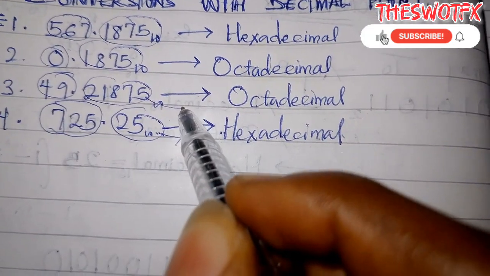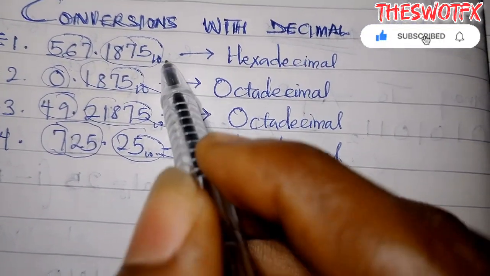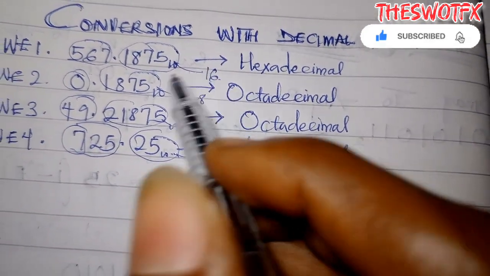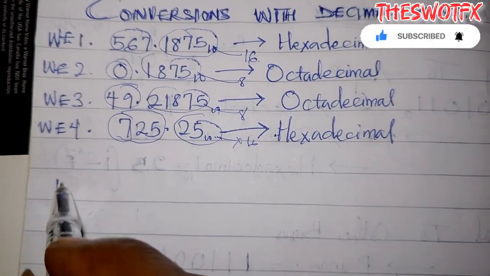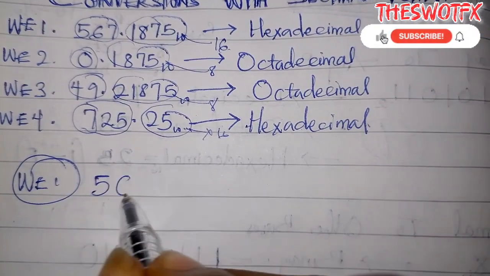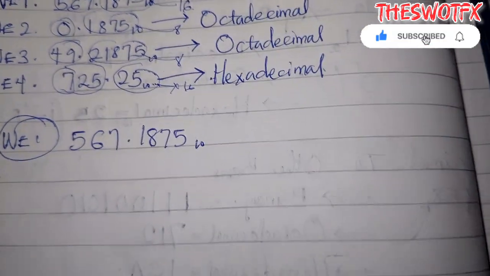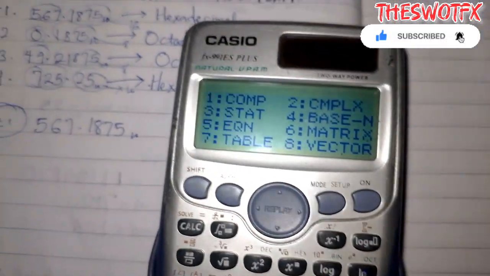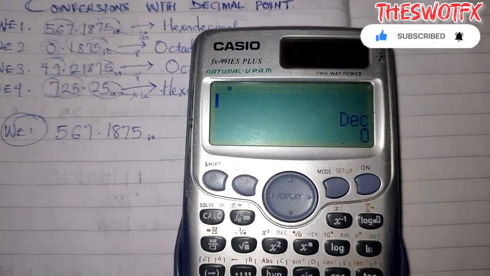This one is octal, you multiply by 8. This one is octal, multiply by 8. This one is hexadecimal, multiply by 16. So let's start with the first one, which is 567.1875 base 10.